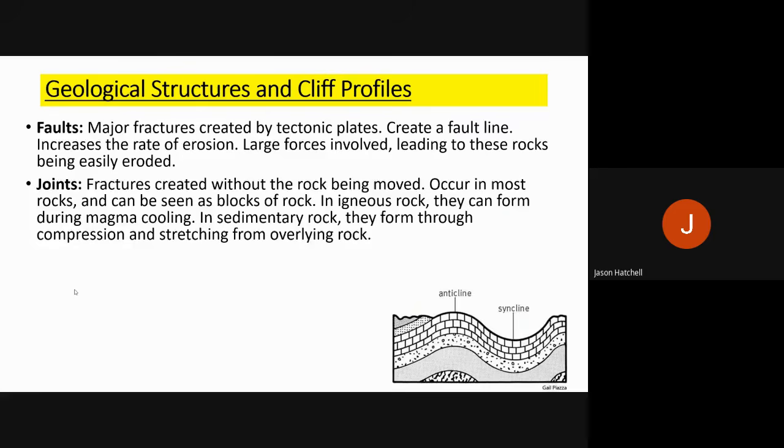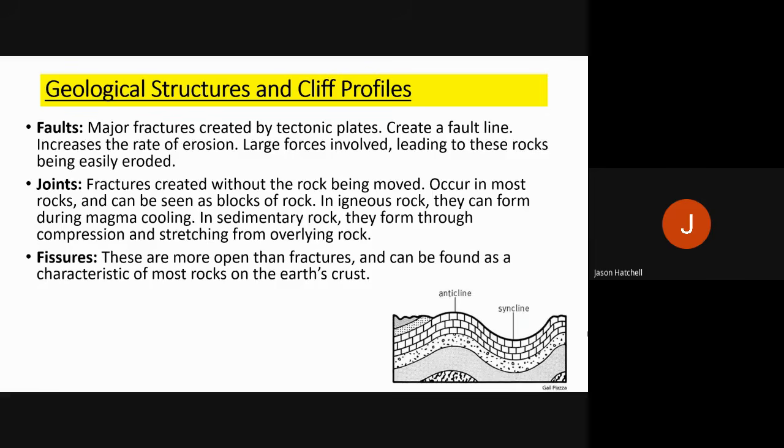We also got joints in rocks, and these are fractures without the rock being moved. So these are fractures not like faults. The rock has not been moved by tectonic plates here. This is because of weathering, okay, and compression. So these occur in most rocks, and they can be seen as block types of rocks, and you can see them in the image here on the right-hand side. You've got these block type structures. In igneous rock, they can form during magma cooling, and in sedimentary rock, they can form through the compression and the stretching of the rock sitting on top of each other in layers over time.